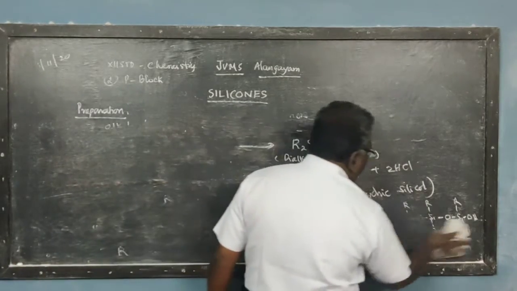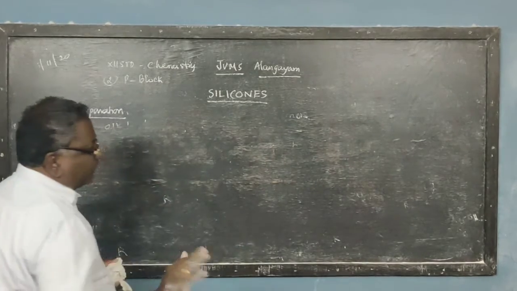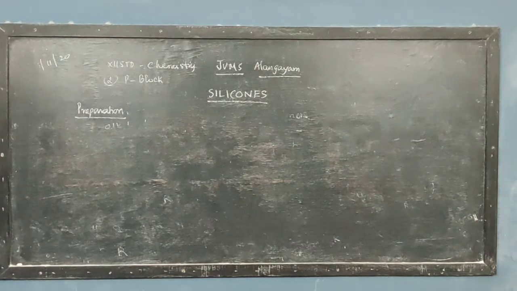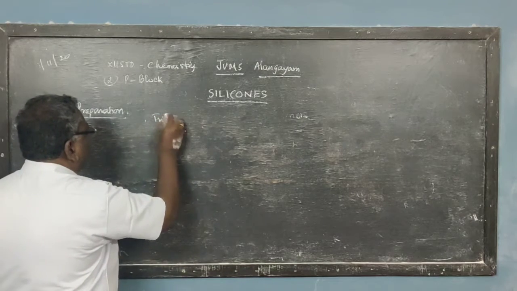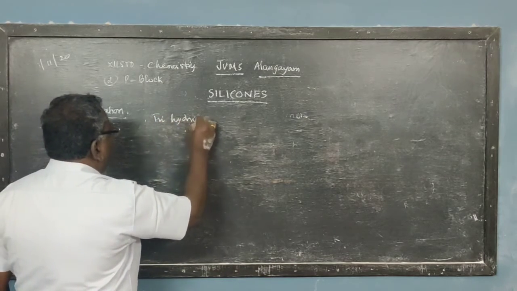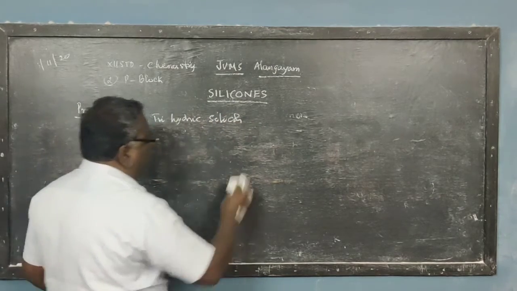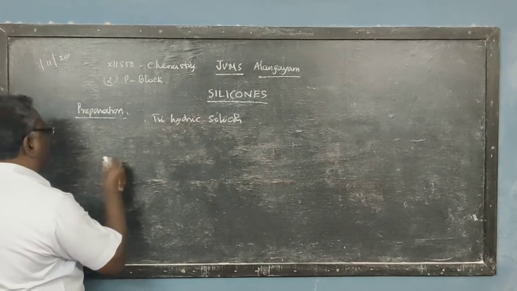And we have cyclic silicones. So we have three types of silicones. One is linear silicones, the other is cyclic silicones, and the third is ring silicones, right? For example, suppose we take trihydric silicone. Trihydric silicones will lead to the formation of cyclic silicones or ring silicones, right?